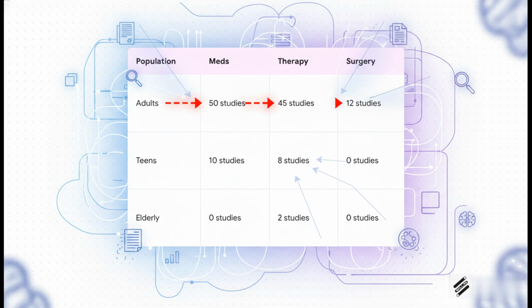We have our populations on the rows and interventions on the columns. The contrast here is just undeniable. When you see a cell packed with, say, 50 studies right next to an entirely empty cell with 0 studies, the research gap goes from this vague, fuzzy feeling to a glaringly obvious target.